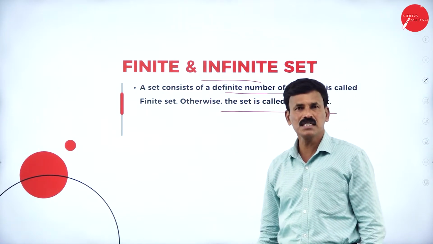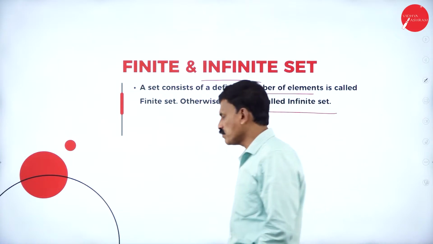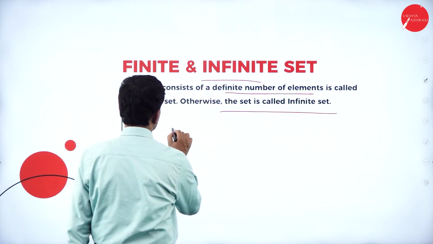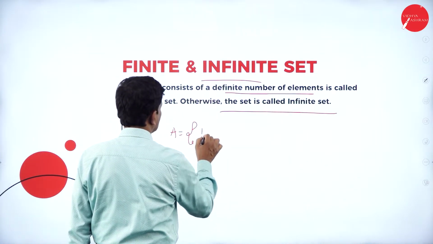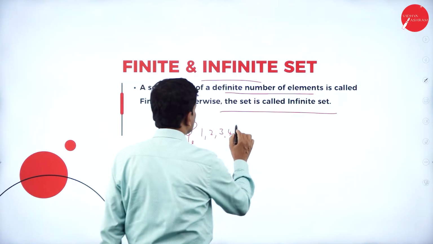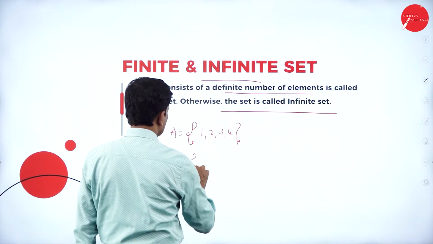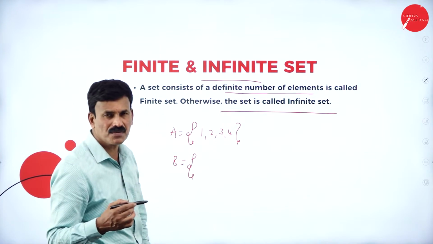A set which contains an infinite number of elements is called an infinite set. Let me take an example. A set which contains a definite number of elements is called a finite set. All counting numbers. Let us consider A = {1, 2, 3, 4}. This is an example for a finite set. Let us consider one more example for a finite set.